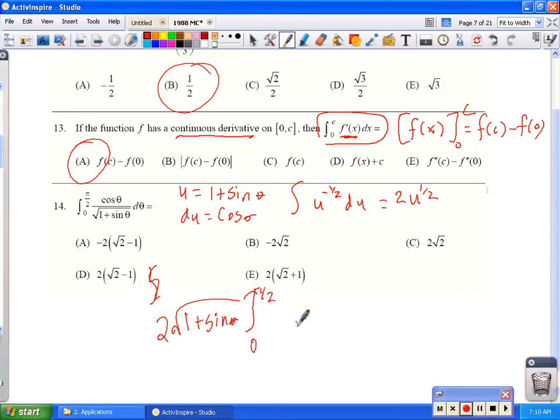evaluated from 0 to pi over 2. So that would give me 2 root of, the sine of pi over 2 is 1, plus 1 is 2, minus 2 times, substituting in 0, sine of 0 is 0, so that would give me square root of 1, which is 1. So I get 2 root 2 minus 2. I can take out a 2, and that would give me root 2 minus 1, which for number 14 is letter D.